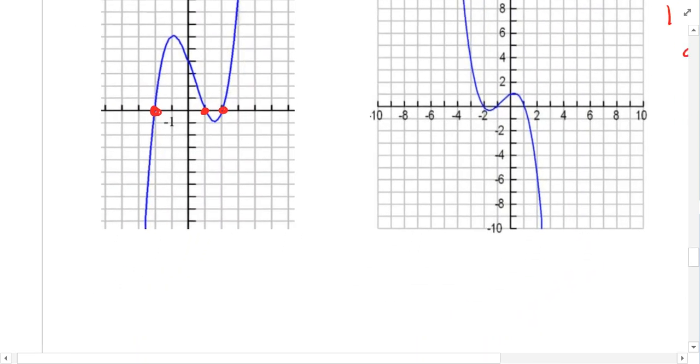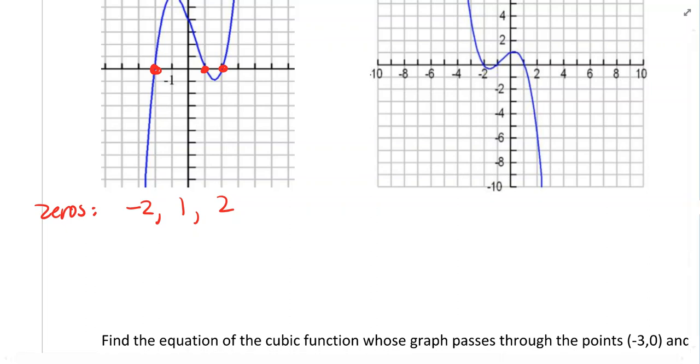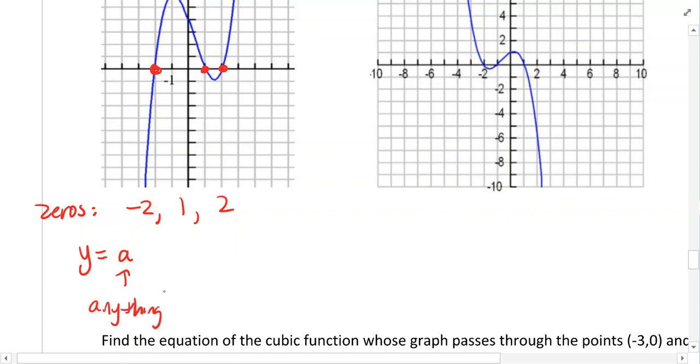All right, so the one on the left, let's start with this one. I can see that I'm crossing at negative 2, positive 1, and positive 2. Okay? Now, what I'm going to do from there is say y equals, I'm going to write an a. This a could be literally anything. That's why I'm using a. A for anything. x plus 2, x minus 1, x minus 2.